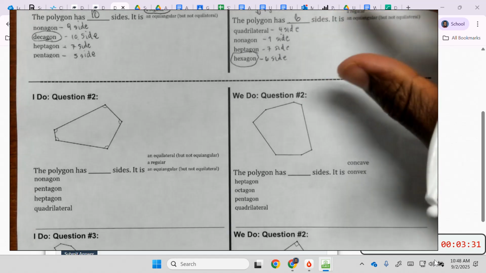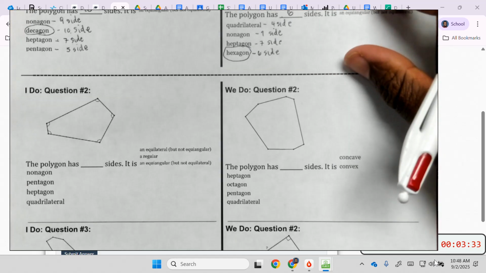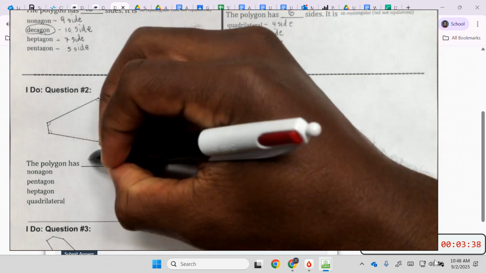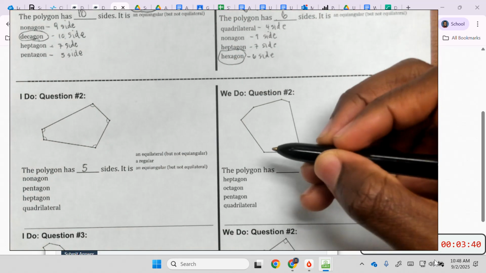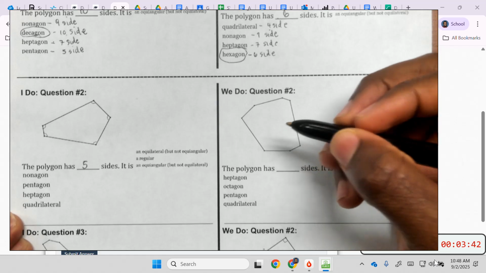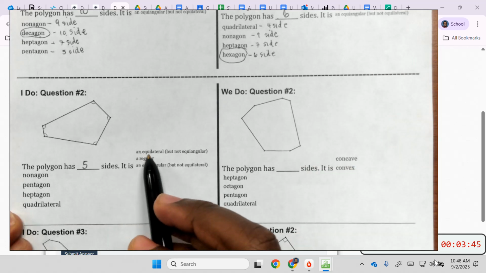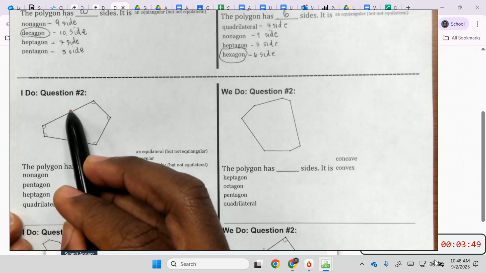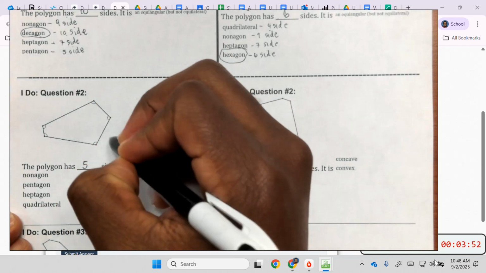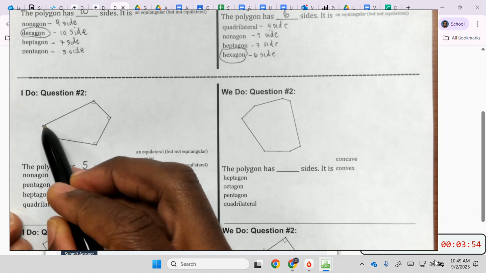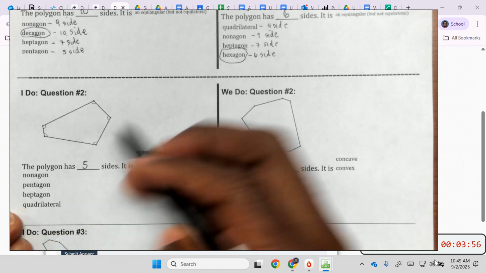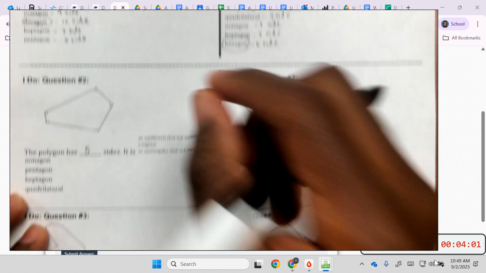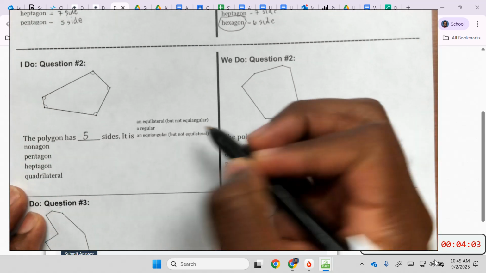The next one says we have a polygon, a multi-sided figure. We need to figure out how many sides. It has 1, 2, 3, 4, 5 sides, so that's a pentagon. 5 is pent. Now it is equiangular, regular, or equilateral. Here we don't see the lines that represent that all the sides are the same. But we see the same representation for the angles, so that means all angles are the same. When all angles are the same, it's equiangular. So this would be equiangular.